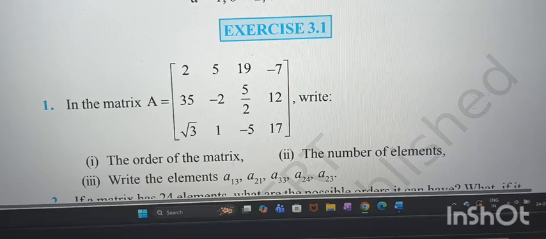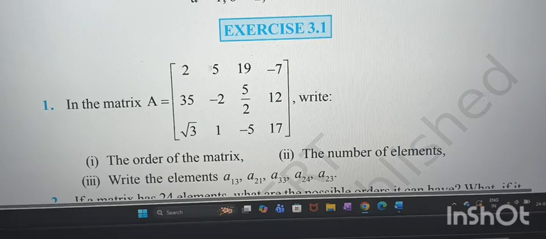Now write the elements. They have given the way that an element is represented. Like this 1 is which row it is, and this 3 is nothing but which column it is. So we write a_ij. Remember, i is the row and j is the column. So what does this mean? This means first row, third column. So this is first row and third column, so it will be 19.